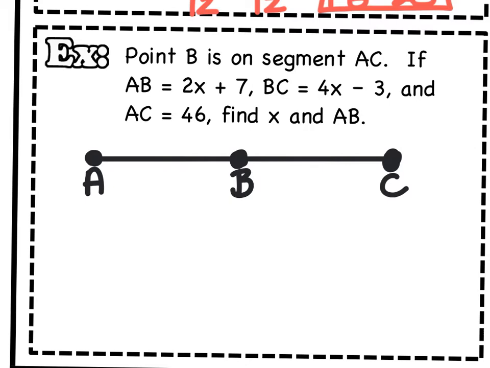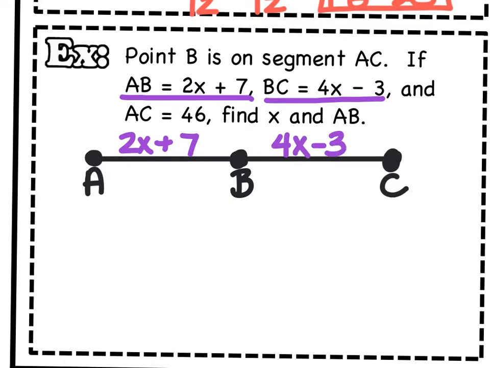Now, I am told that AB is equal to 2x plus 7. That's this piece right here, so let's go ahead and label that. I am told that BC is equal to 4x minus 3. That's this piece right here. And I'm also told that AC is equal to 46. And AC is the entire segment here.